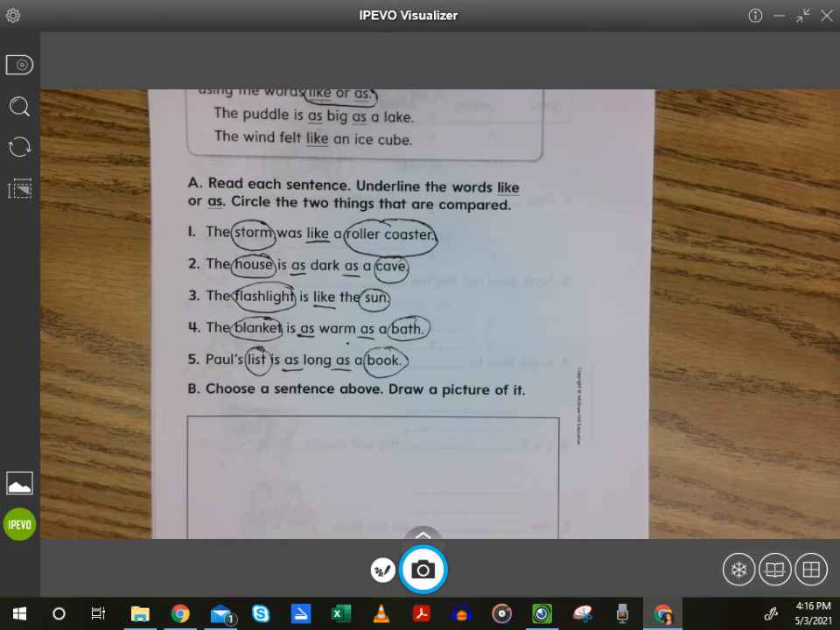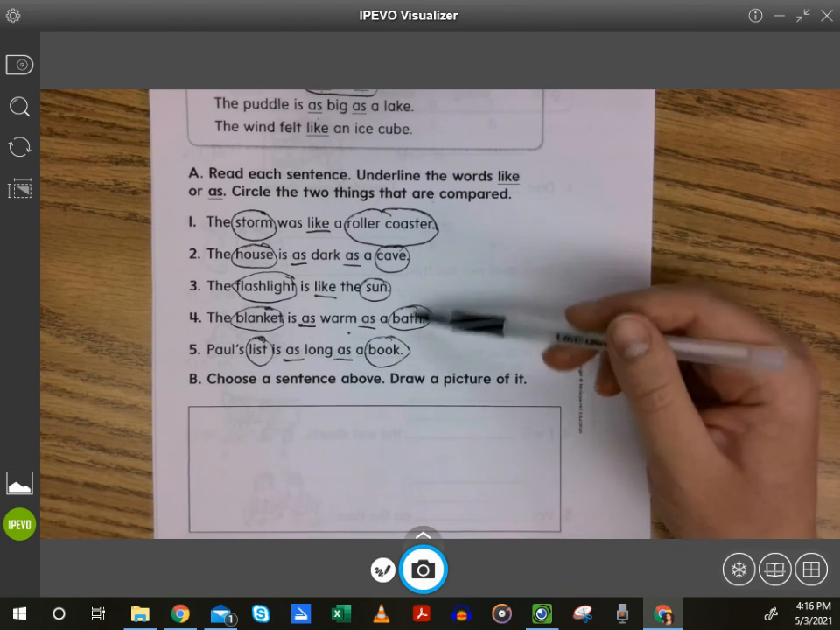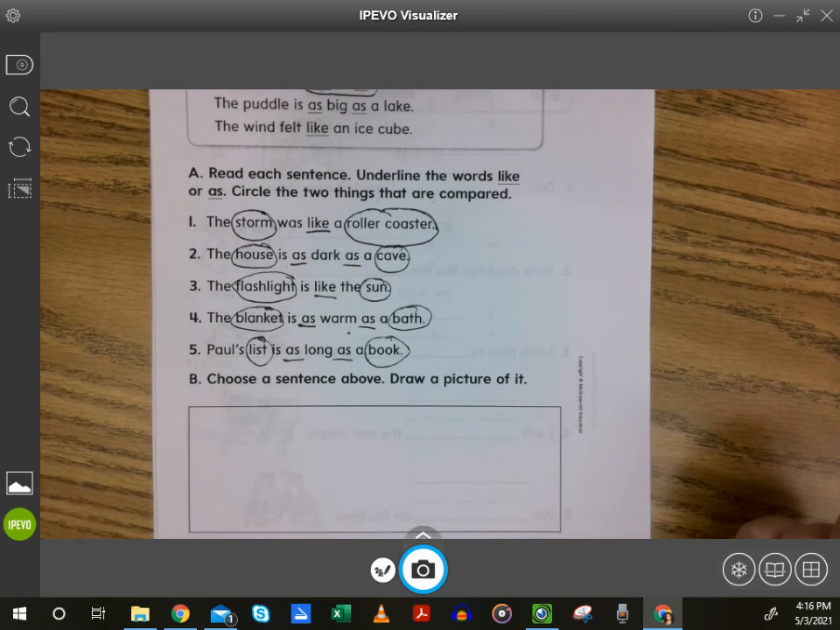Did you notice that? Okay, now this is just fun. On B, you get to choose one of those sentences that you can turn into a picture. I look forward to seeing how those pictures turn out. Happy learning!